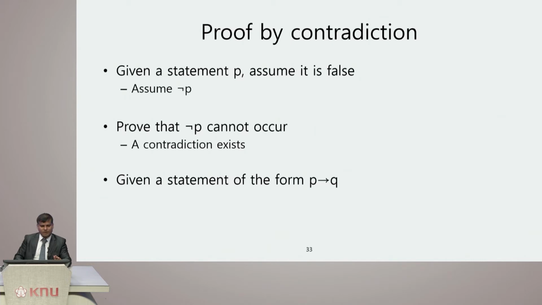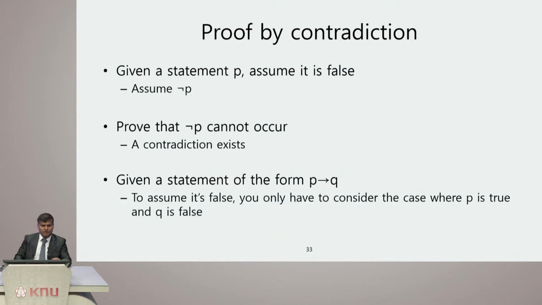So given a statement of the form P implies Q, to assume it's false, you only have to consider the case where P is true and Q is false. So that's what is being given. We have to assume it's false. You only have to consider the case P is true and Q is false.